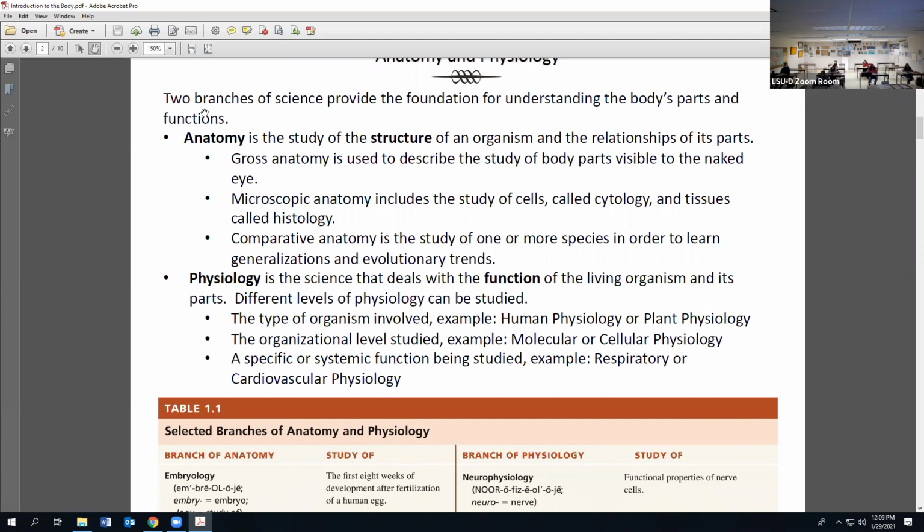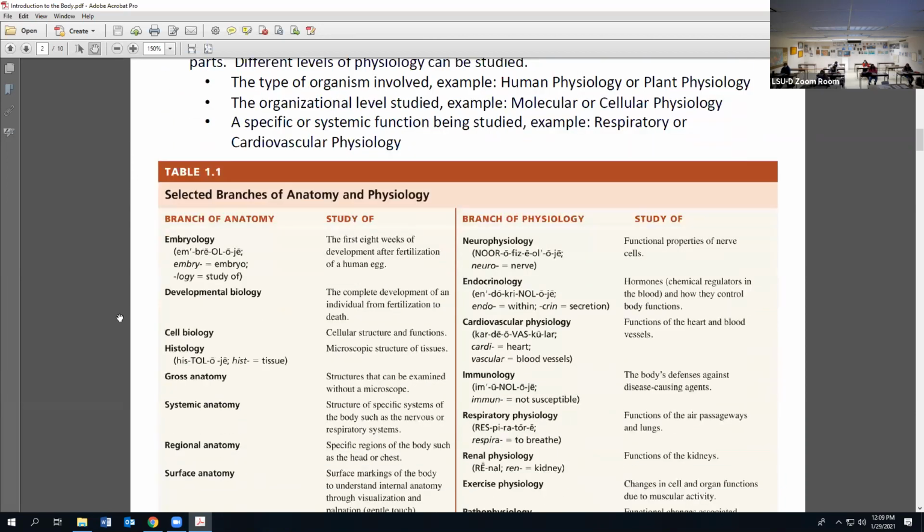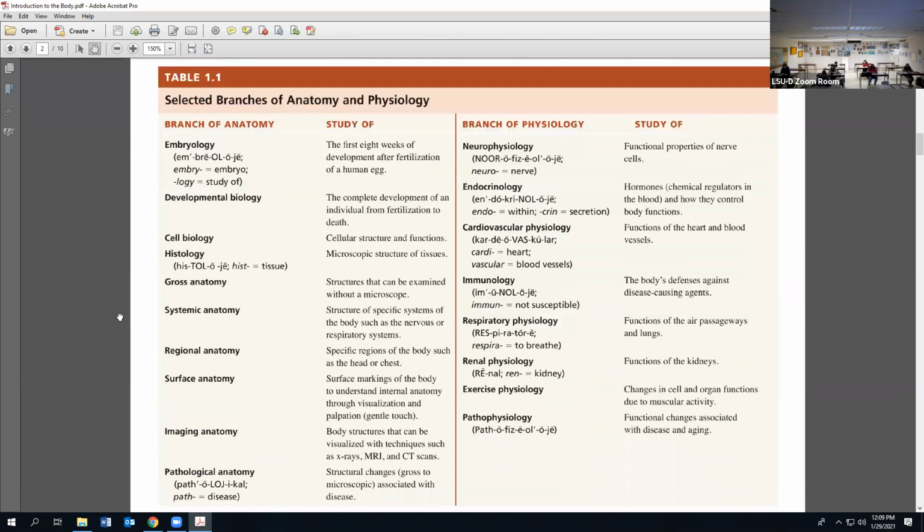You can look at it at the organizational level, which we're going to talk about, the levels of organization, on the next slide, whether that's molecular or cellular as examples. What we do for the most part this semester is go system by system, and I'll talk about what systems are, like the cardiovascular system and respiratory system, that are listed there in the example.